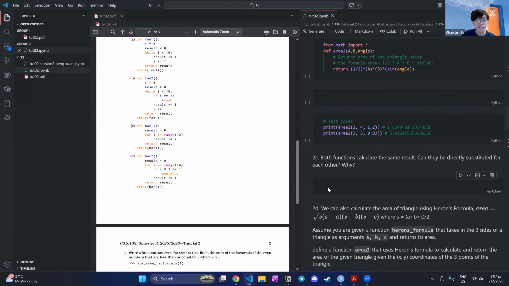Okay, for 2C, I'll ask Bansha, can you answer 2C? Both functions calculate the same result. Can they be directly substituted for each other?